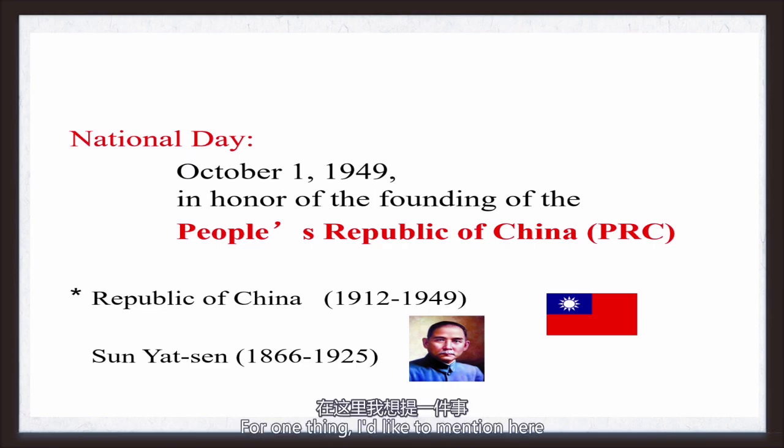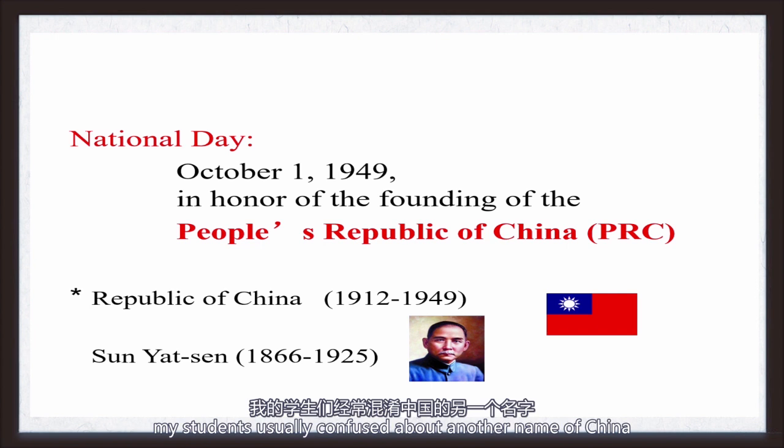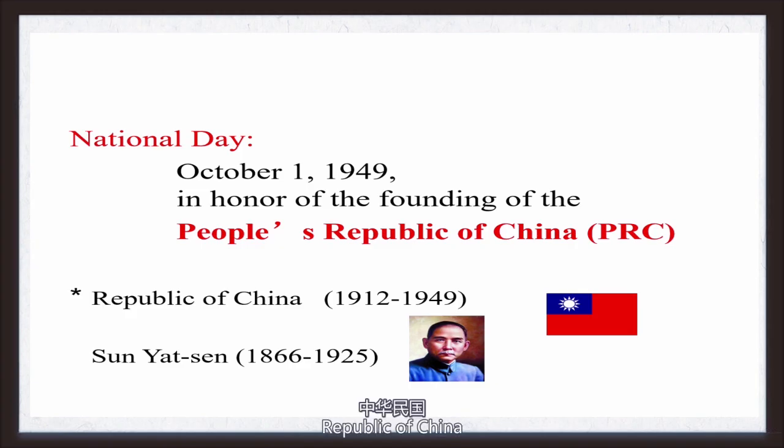For one thing, I would like to mention here, my students are usually confused about another name of China, Republic of China. This is a different period of China before our People's Republic of China, established by Sun Yat-sen. Please do not mix up the two names. Our government focuses on the people. The slogan of China's government is to serve the people wholeheartedly.